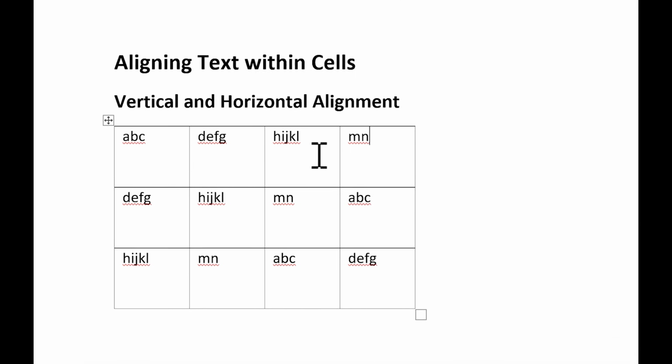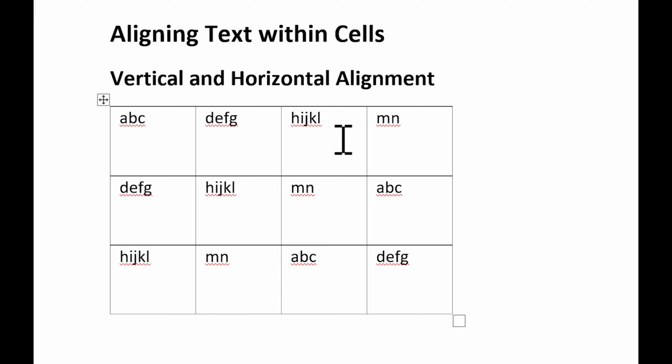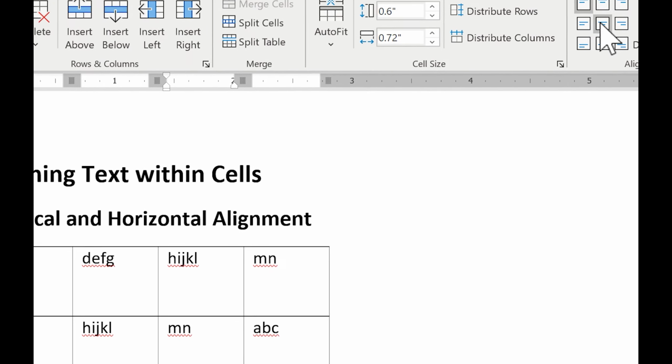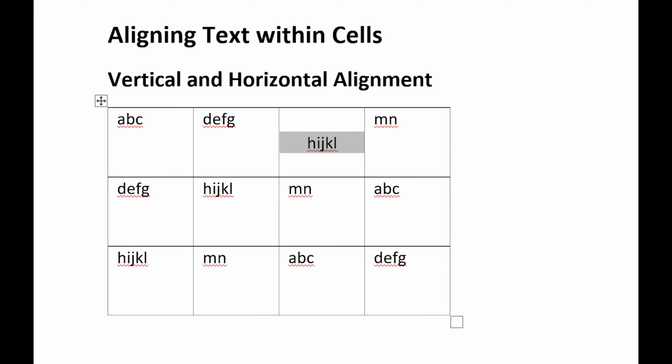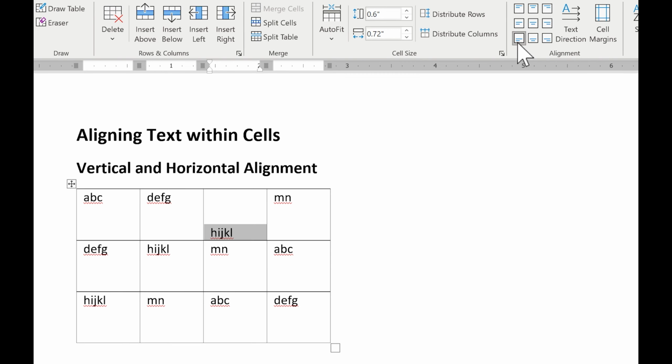Now let us see how to use these buttons. First, click in the cell where you wish to change the alignment and then click the button here. So you can see how the vertical and horizontal alignments are changing after the click of the button.